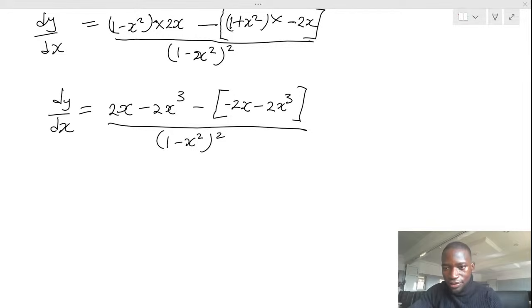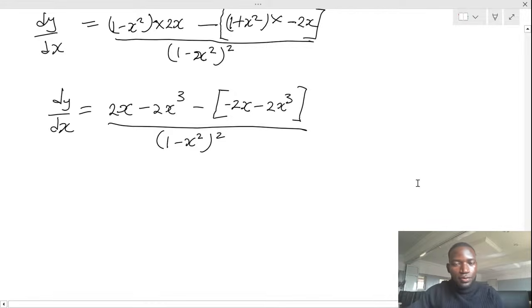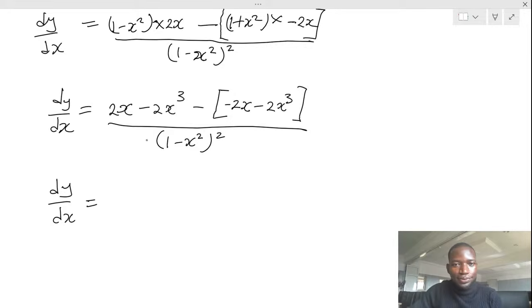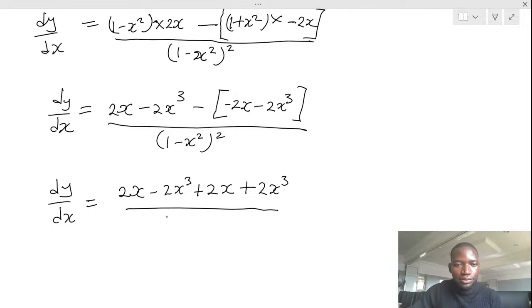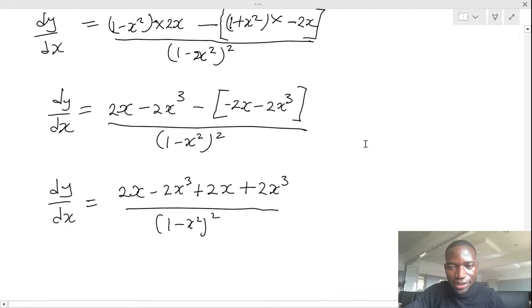Okay, I hope we're together. So we are going to have dy by dx equal to, open up every bracket we have at the numerator. We're going to have 2x minus 2x cubed plus, this is going to give us plus 2x, and also this is going to give us plus 2x cubed, everything over 1 minus x squared all squared. All right, let's go through it again for those that do not understand.